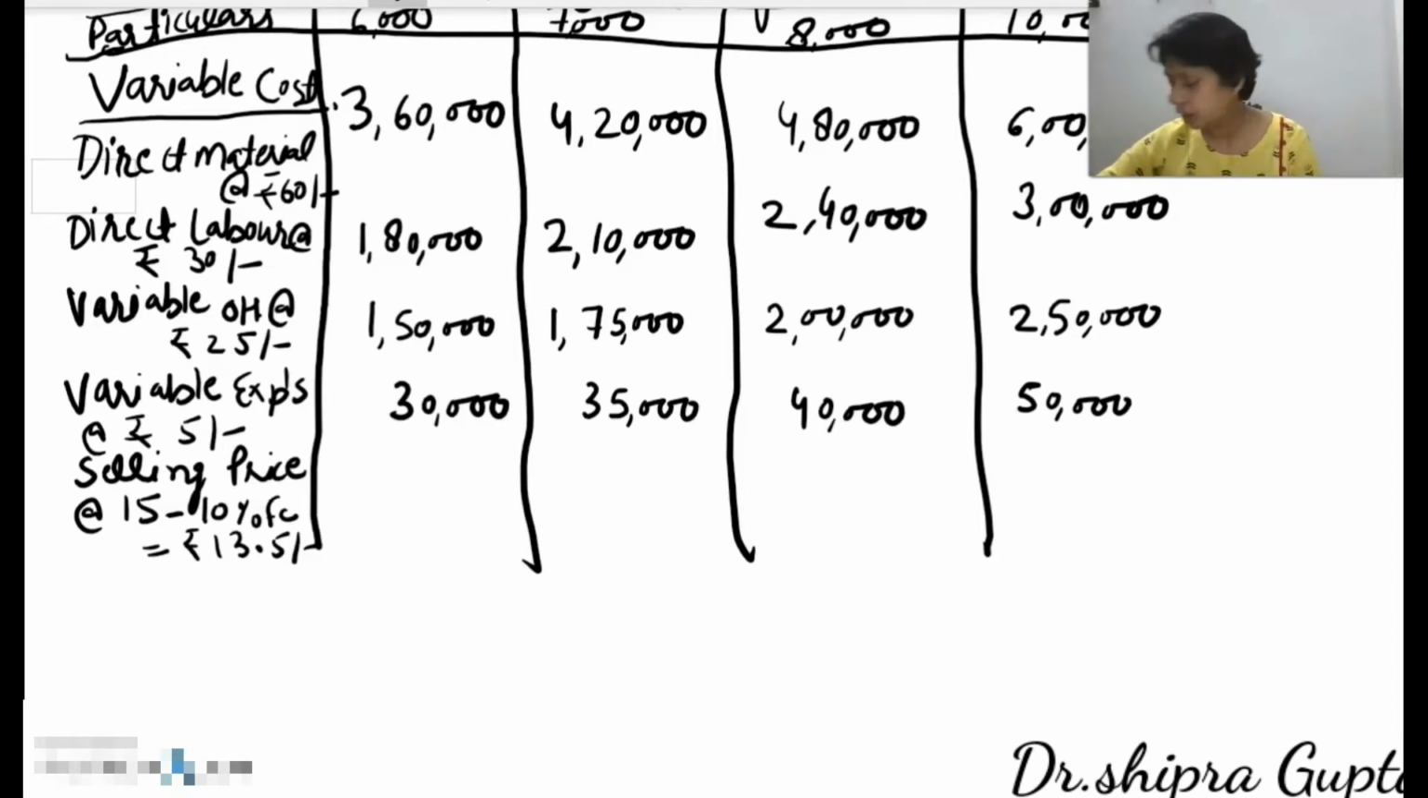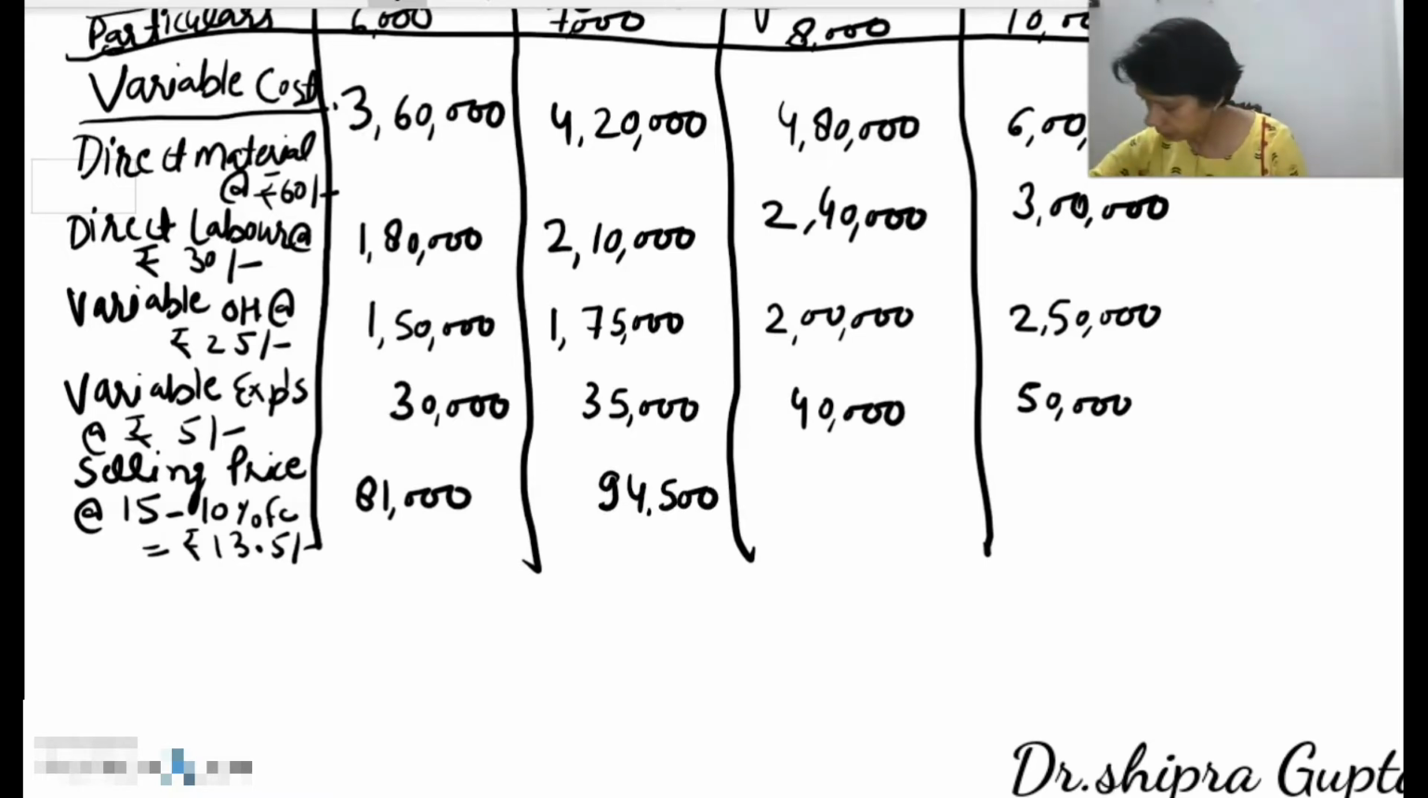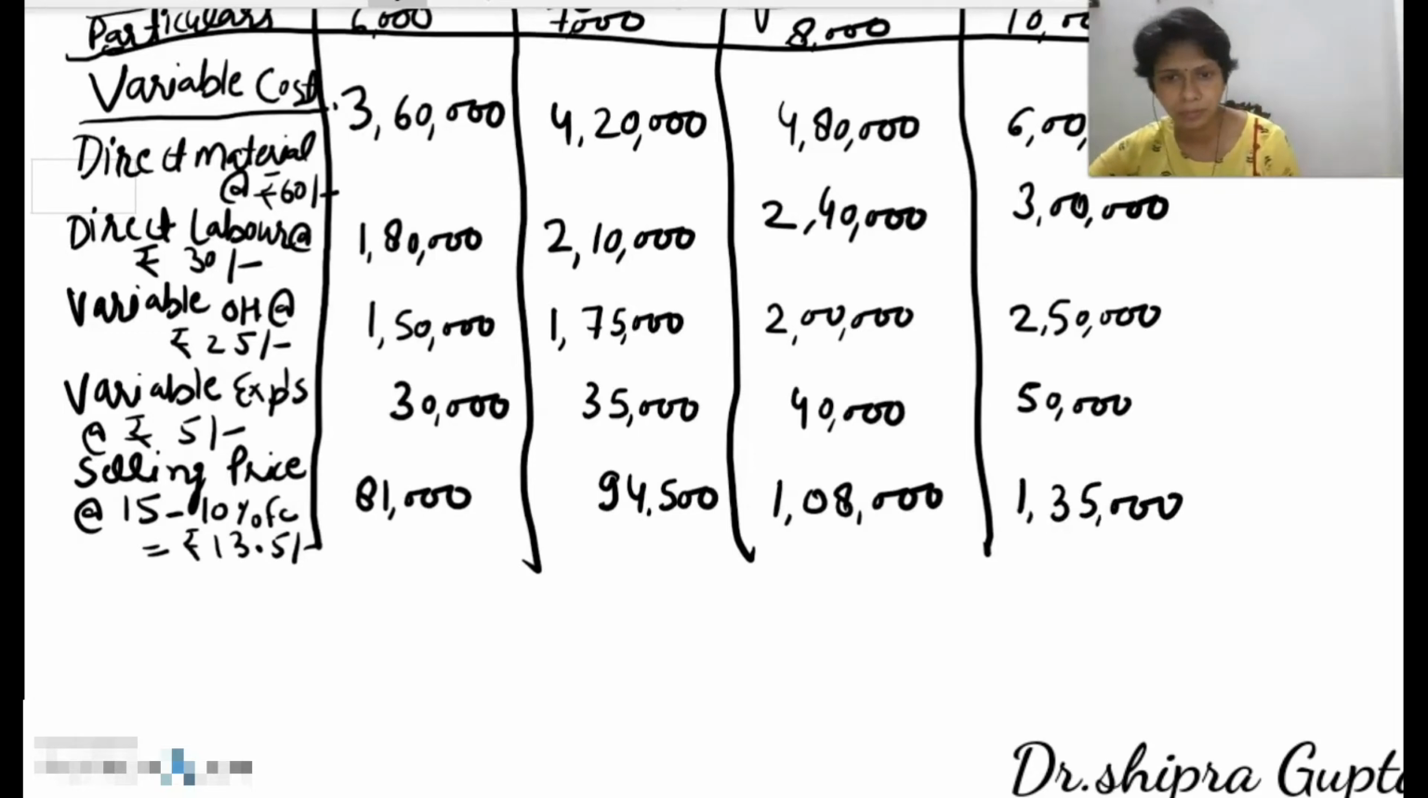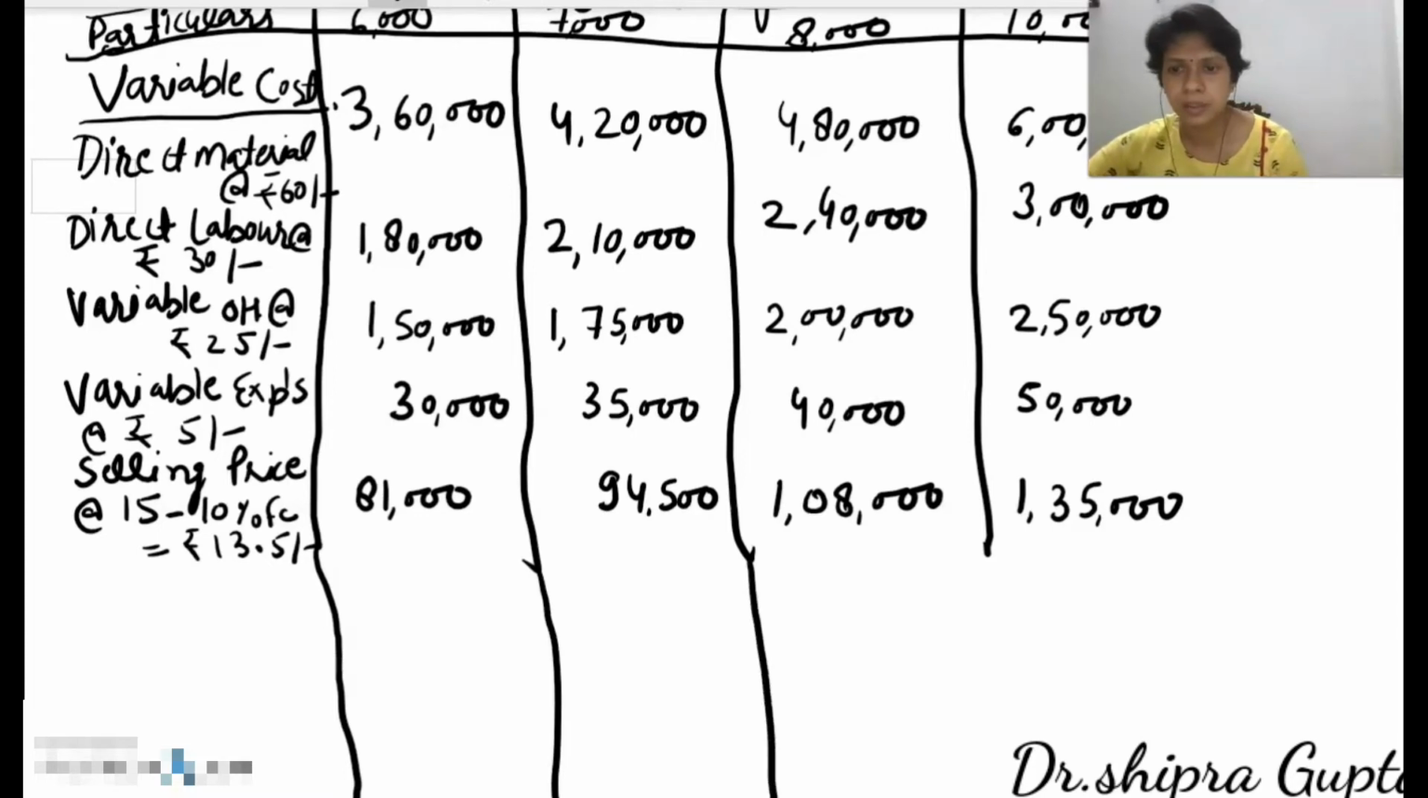So we will multiply 13.5 into different units. 13.5 multiply 6,000, then we will get 81,000 for 6,000 units. 13.5 multiply 7,000, so we will get 94,500, and then for the category of 8,000 we will get the amount of rupees 1,08,000, and for the last column 13.5 multiply 10,000, then we will get 1,35,000 rupees. So now we will take another item.